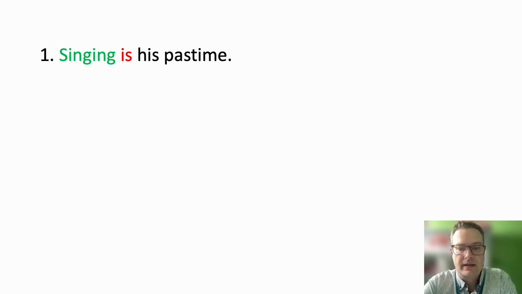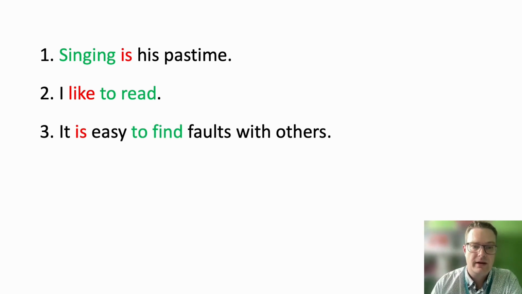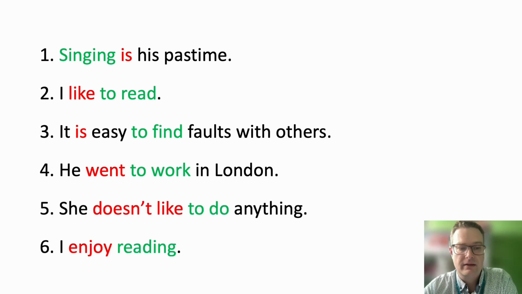Okay, let's look at some sentence examples. Singing is his pastime. The finite verb is the one telling you present or past tense, so that's is. Then there is a non-finite verb form there, singing, which is a gerund, saying that singing, the activity, is his pastime. Or something like this: I like to read. The finite verb is like, present tense, I like it. To read is an infinitive, non-finite one. It's easy to find fault with others. Again, you've got the finite is and a non-finite to find. Same thing with these other sentences. You can stop and have a think about each one if you pause the video and work out exactly what form is happening in each of these other examples.